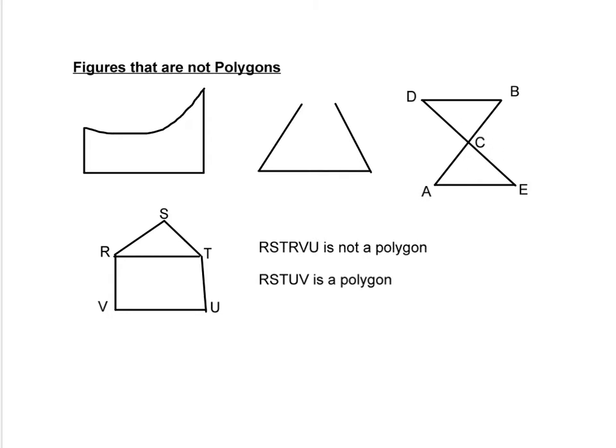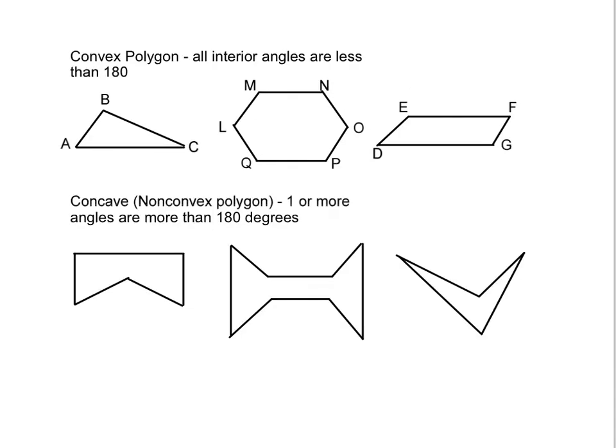Okay. This is a polygon. If we call it RSTUV, that is a polygon. It would be, in fact, a pentagon because it has five sides. However, RSTRVUT again is not a polygon because it is not simple. All right, moving right along. We already talked about this, convex and concave polygons. Here are some convex ones up top, non-concave. These are some concave ones here, non-convex. They're banged in.